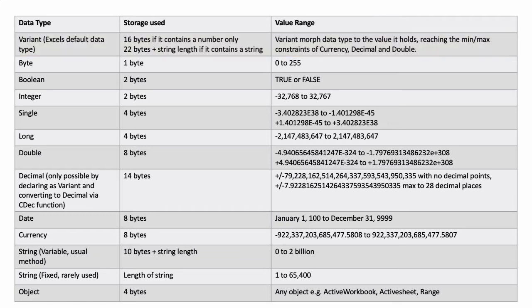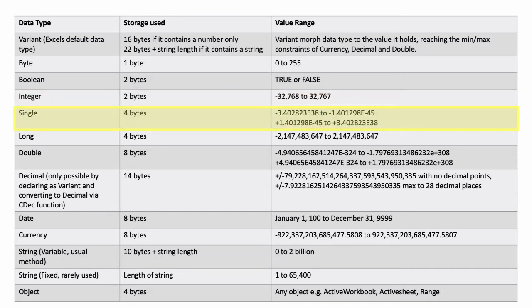Let's look at the declared data types. Starting with Byte, which is a single byte of space, is 0 to 255. Boolean is either true or false, which is a very useful one, a switch to have, which is only 2 bytes. Integer is between the two figures there, negative 32,768 and positive 32,767.